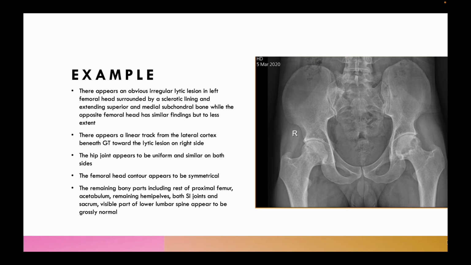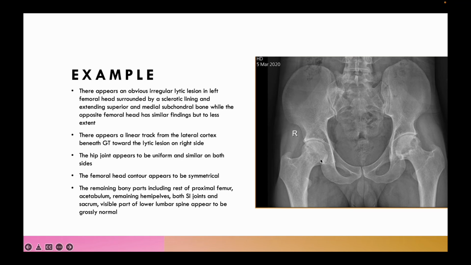Coming to example, for this radiographic film, the bone and joint part can be described as: there appears to be an obvious irregular lytic lesion in left femoral head surrounded by a sclerotic rim. Here you can see there is a lytic lesion in this area, and it is surrounded by a sclerotic rim, the white part here, and extending superior and medial subchondral bone. It is this part of the subchondral bone and this part of the subchondral bone. This is medial and this is superior, while opposite femoral head has a similar finding but to a lesser extent.